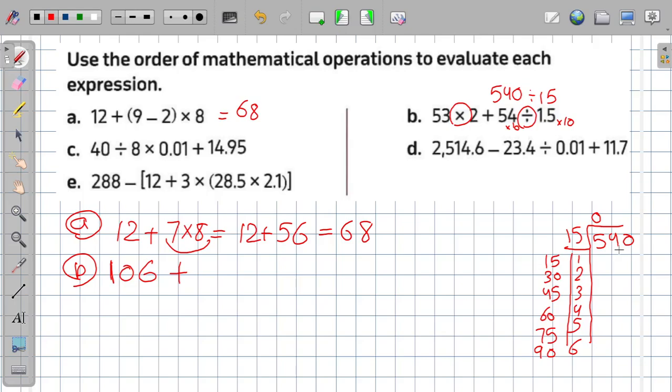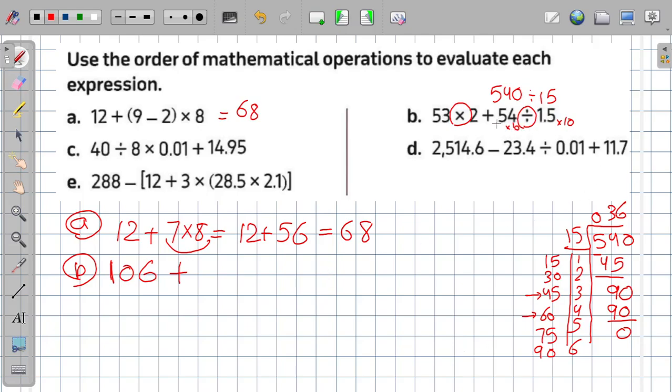54, the first two digits, 54 divided by 15. I don't have any 54 inside my table, so what can I do? 54 is between 45 and 60, so I will take 45. 45 divided by 15 equals 3, and the remainder will be 9, because 9 plus 45 equals 54. The next digit is 0, so I have 90. 90 is in the timetable of 15, so I will take 90 and divide it by 15. So 90 divided by 15 equals 6, and the remainder will be 0.